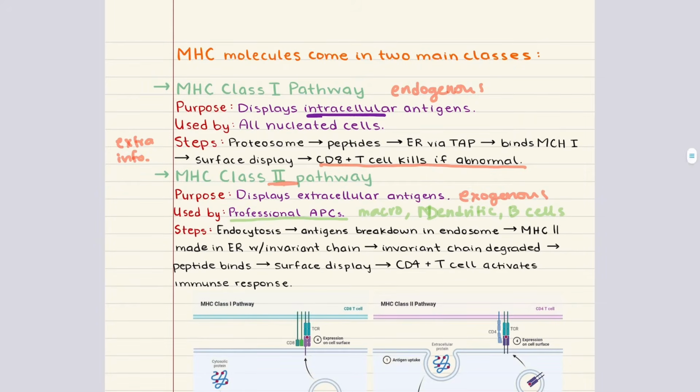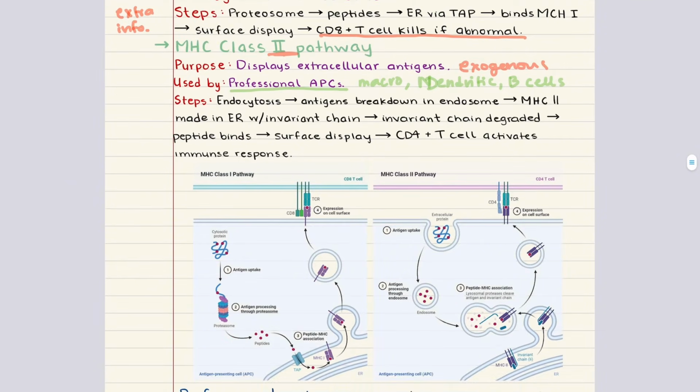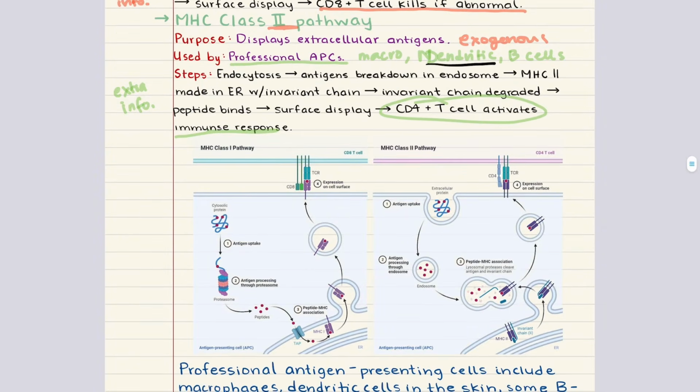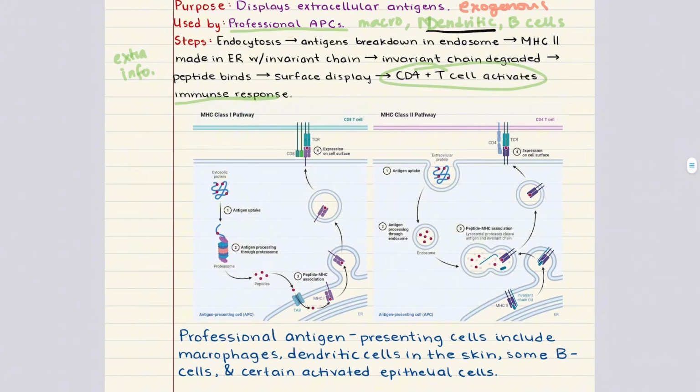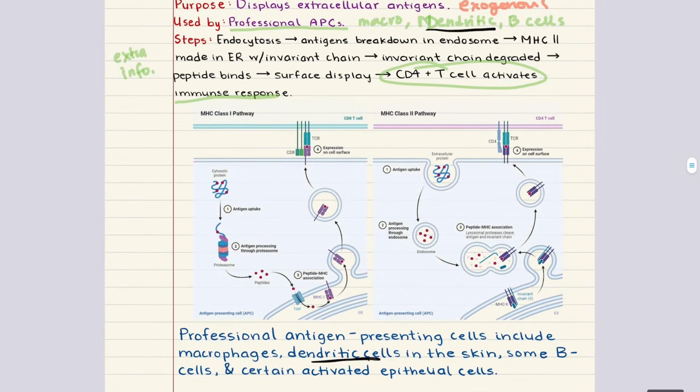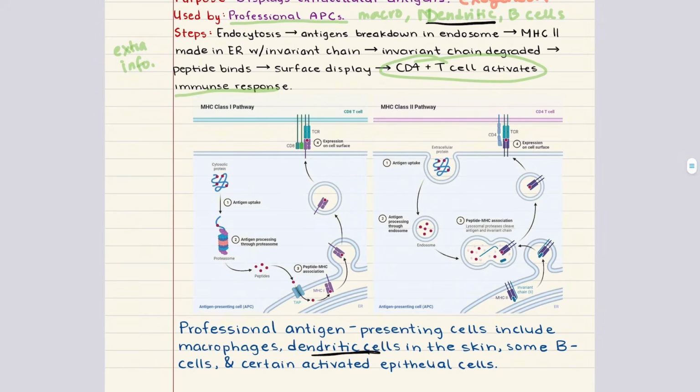The antigens that are displayed on MHC class II molecules are going to be recognized by CD4 plus helper T cells, which then activate other parts of the immune system to respond to that threat. Dendritic cells in particular are considered the most potent antigen-presenting cells. They are found in tissues that are in contact with the external environment and are highly efficient at capturing antigens and then migrating to lymph nodes to activate T cells.